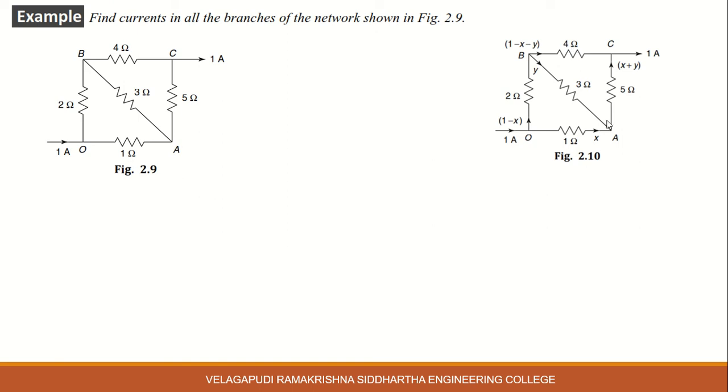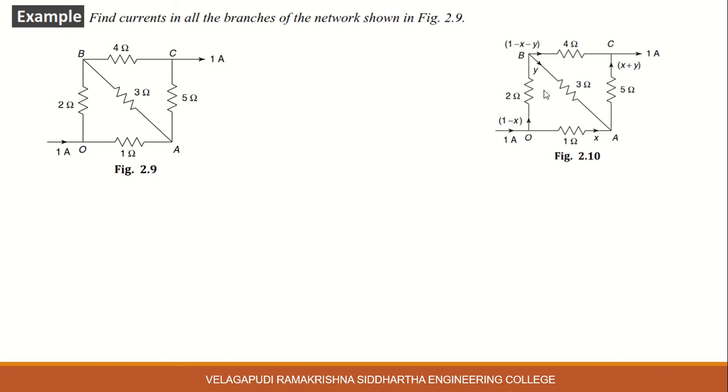At node A, Y and X are the entering currents, and these two currents are leaving at node A. So entering currents equal leaving currents. That's why the current through this 5 ohm resistor is X plus Y. Finally 1 ampere current is leaving at node C.